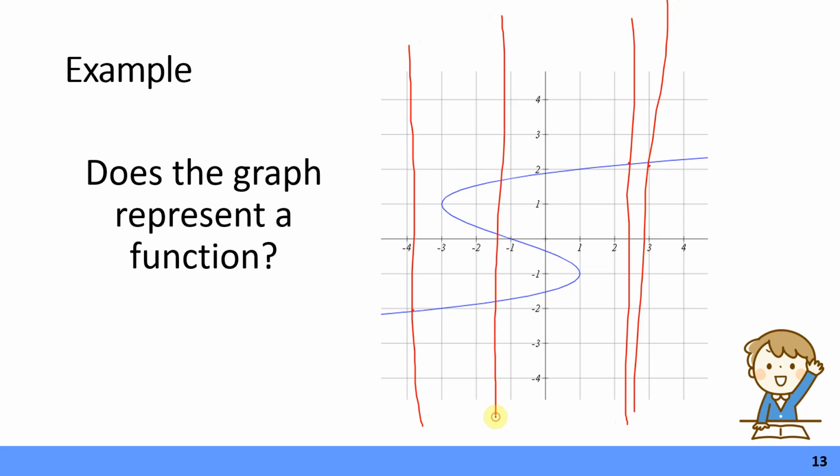So let's make this interesting. I draw a line here. What happens? It intersected 1, 2, 3 times. So even though the first 3 lines looked okay, as soon as I drew this one, that's the one that gave me trouble. So is this a function?